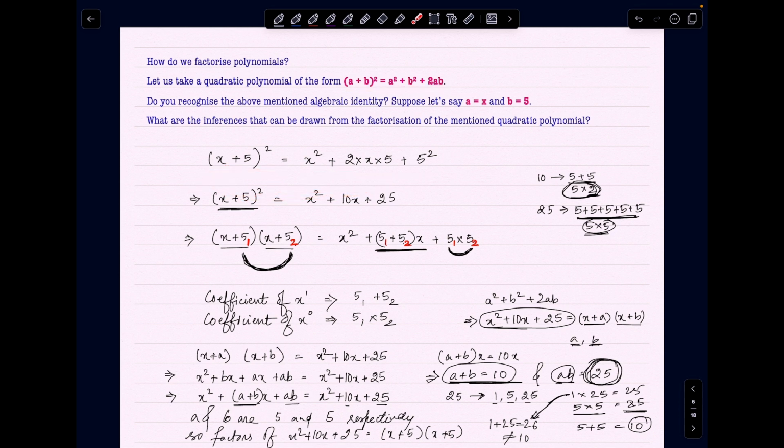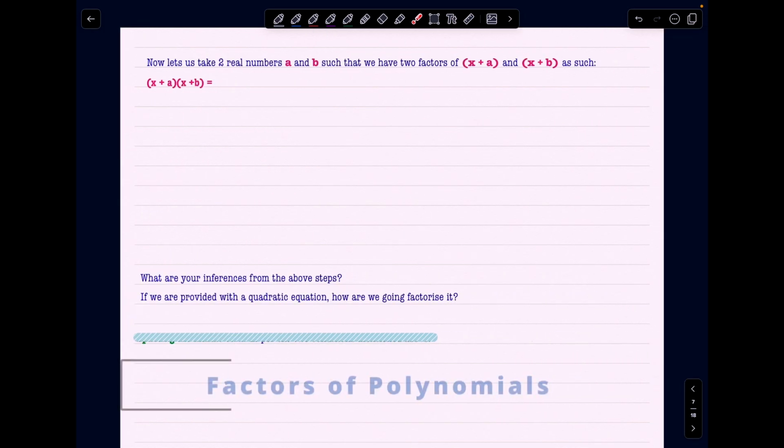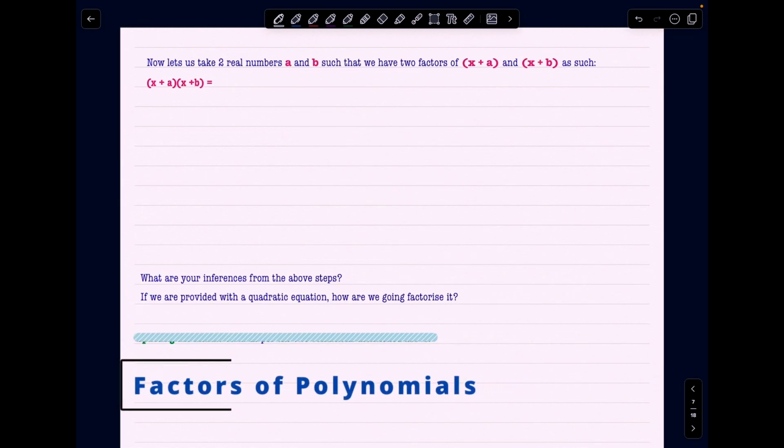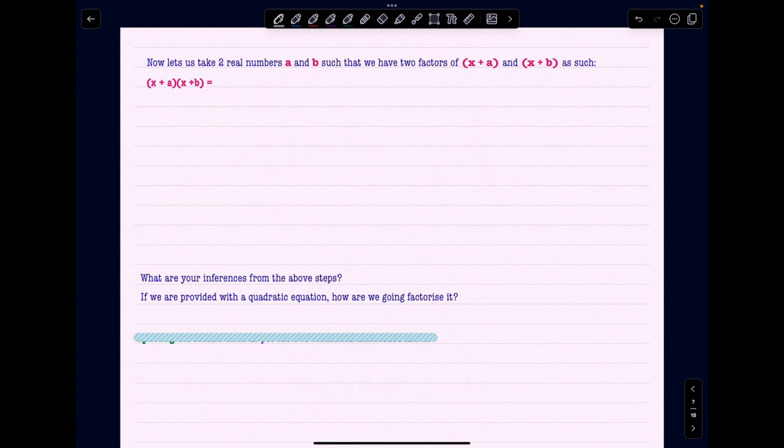That is why I talked about this, how we are going to get the factors. From x square plus 10x plus 25, we get the factors x plus 5 and x plus 5, two times. You learned from this. So here again I am writing, let us take the same thing: take two real numbers a and b such that we have two factors (x plus a) into (x plus b).